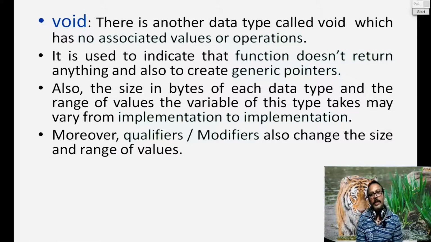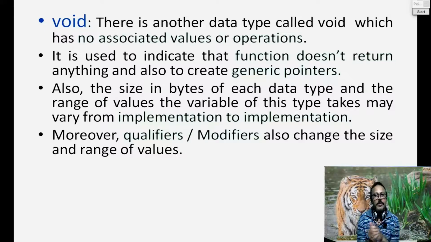Void can also be considered as another data type, which has no associated values or operations. Void is generally not considered a separate data type, but nevertheless it represents whether there is some valid value or not. It is generally associated with functions. We'll see how to use void to indicate that a function doesn't return anything. And it is also associated with generic pointers. To create generic pointers, we use void.